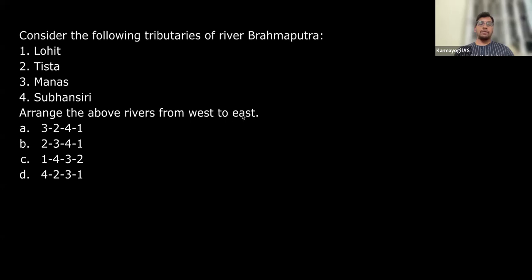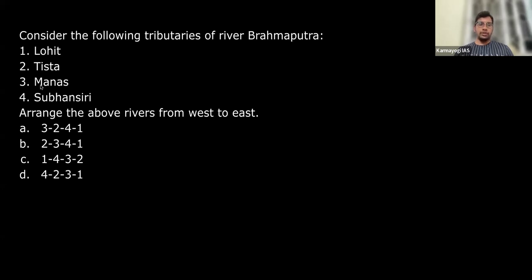Arrange the above rivers from west to east. They are asking the tributaries of Brahmaputra to arrange from west to east. Right. So Lohit, Tista, Manas, and Subansiri. Most of you might be aware that Subansiri is one of the easternmost rivers, right?